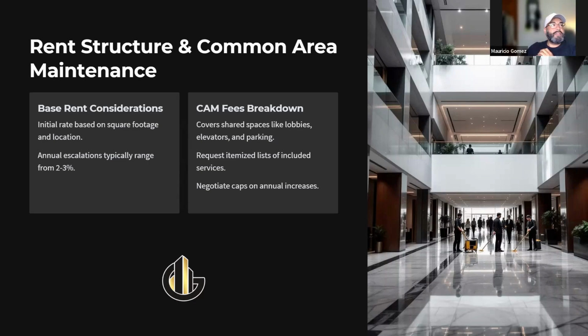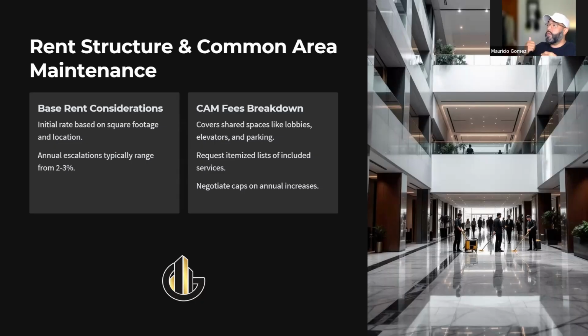CAM fees, depending on who the landlord is, you could put a cap on how much the CAM fees increase every year, but maintenance will change in price. They might switch vendors, and that might increase the CAM a little bit or decrease the CAM a little bit. So as long as you understand that the landlord is handling those CAM expenses properly and is documenting exactly what he or she is paying for the common area maintenance, that covers the shared spaces like the lobbies, elevators, parking, landscaping, so you always want to make sure that you request an itemized list of everything that is included in the common area maintenance, and you want to negotiate those caps on annual increases.